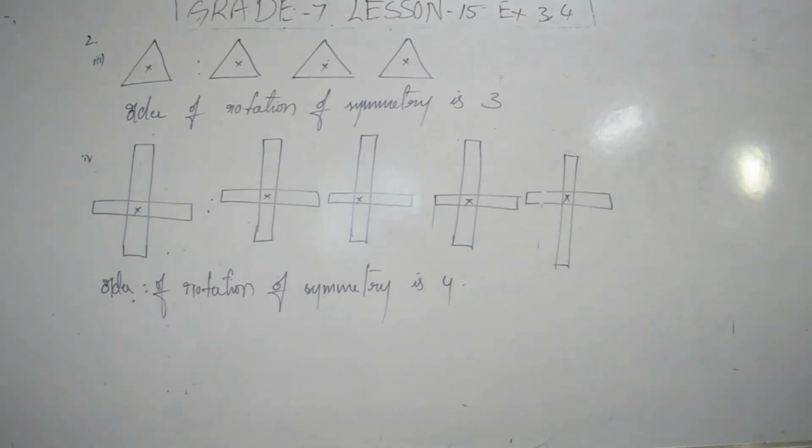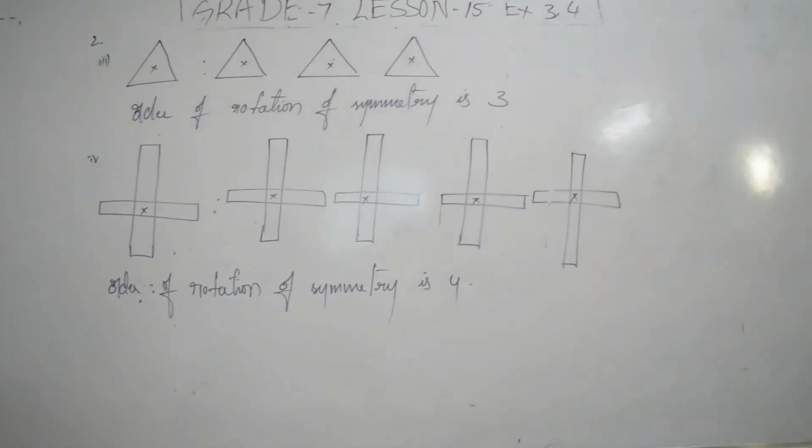Draw each of the shapes given below. Fill in the blank: square, rectangle, rhombus, equilateral triangle, regular hexagon, circle, semicircle. So angle of the rotation, order of the rotation, center of the rotation, yes. Next one, here see.